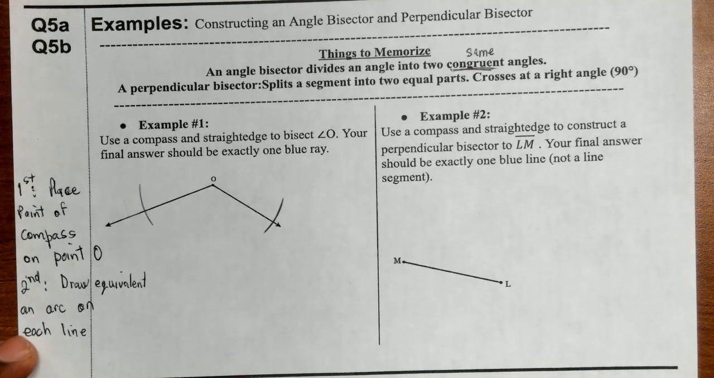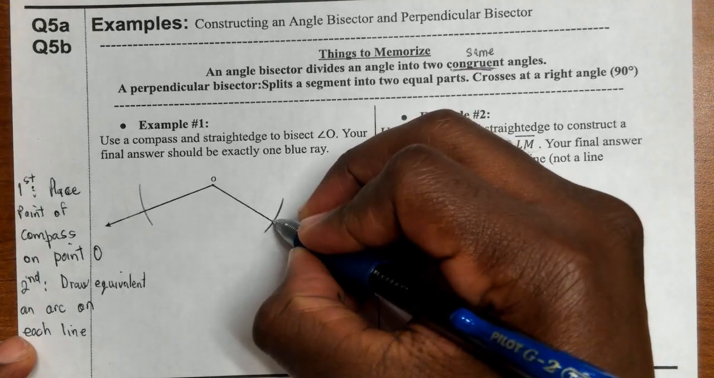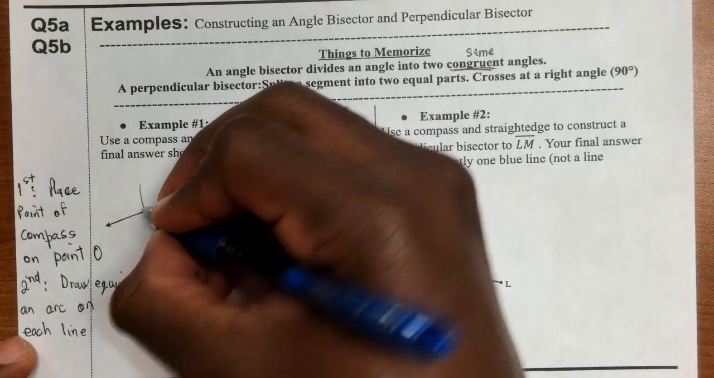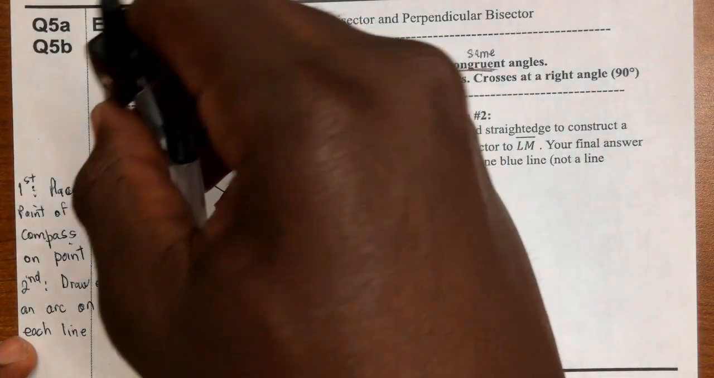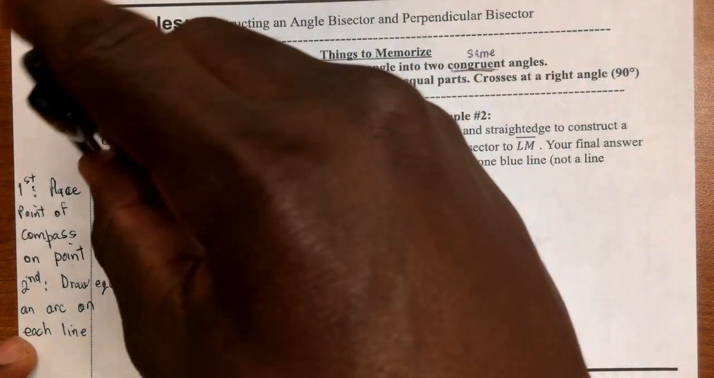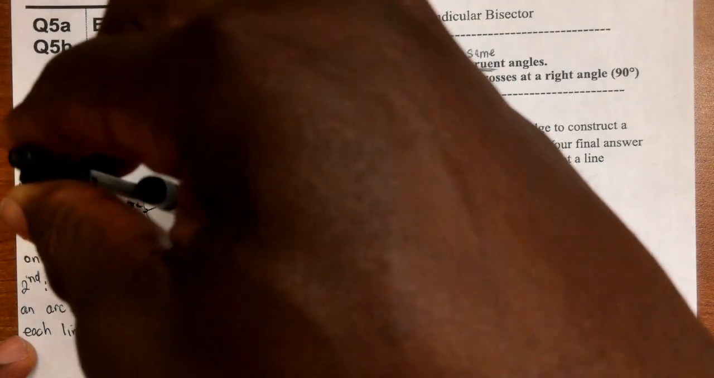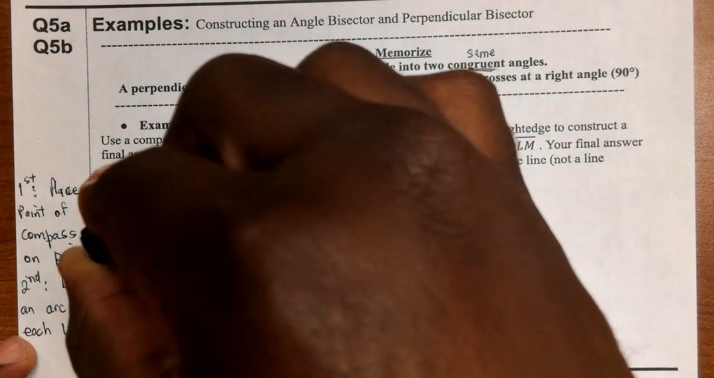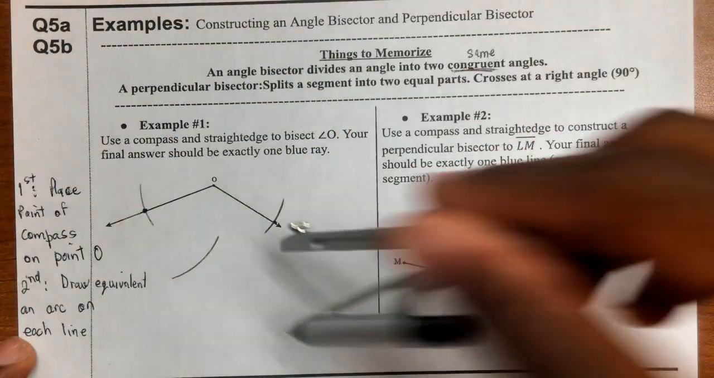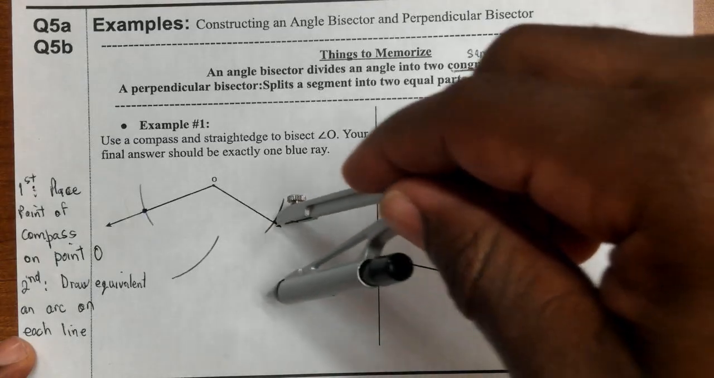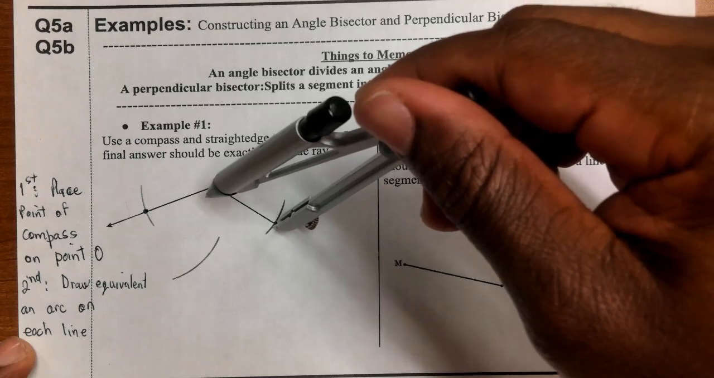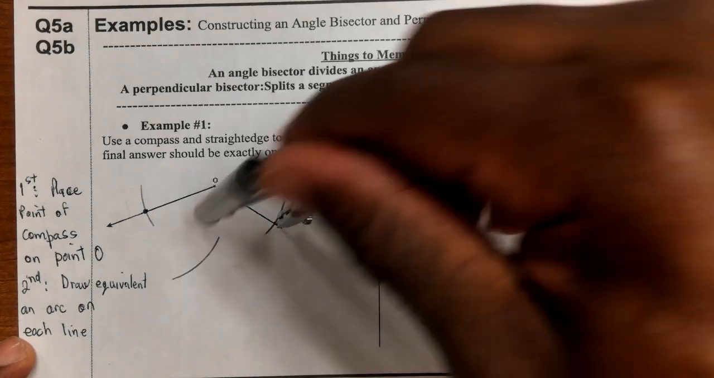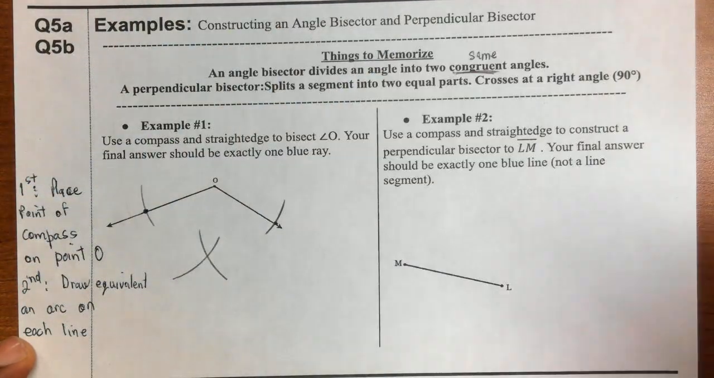Then afterwards, you're going to put a point where the arches intersect the lines. And then you're going to move your compass to each of the points, and draw an arch where the angles would bisect. So we're going to draw an arch somewhere in the middle, then put the compass point on the other one and draw an arch somewhere in the middle where they would bisect.